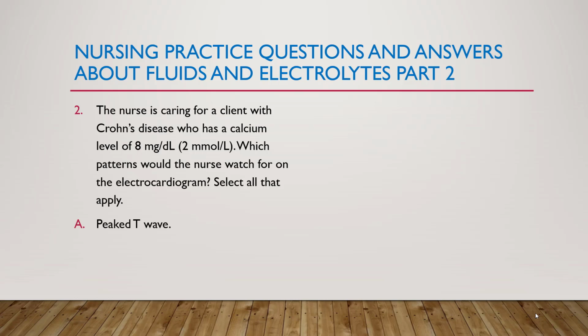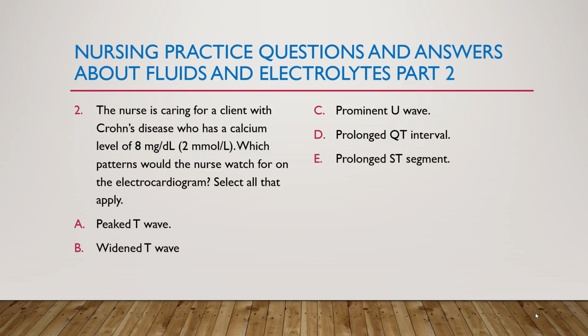Option A, peaked T waves. Option B, widened T wave. Option C, prominent U wave. Option D, prolonged QT interval. Option E, prolonged ST segment. So the correct answer for this question is options D, prolonged QT interval, and option E, prolonged ST segment.